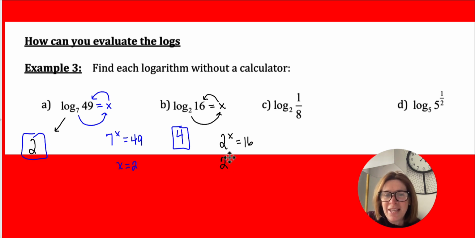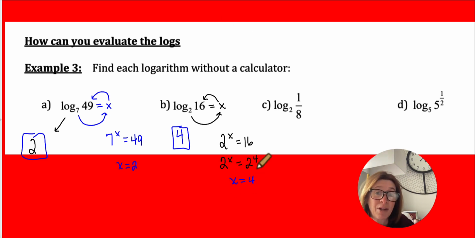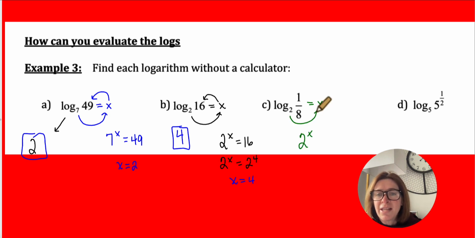Because 2 to the x equals 2 to the 4, so x equals 4. Now, you might not need to do this when they're easier logs, but if they get more challenging with lots of steps, it's a perfectly acceptable approach. So like on this one, 2 to what power gives me 1/8? That might be pulling a lot of cognitive load from the brain, and you might just say, you know what, I'm going to make this easy. I'm going to set it equal to x and write it as 2 to the x equals 1/8.